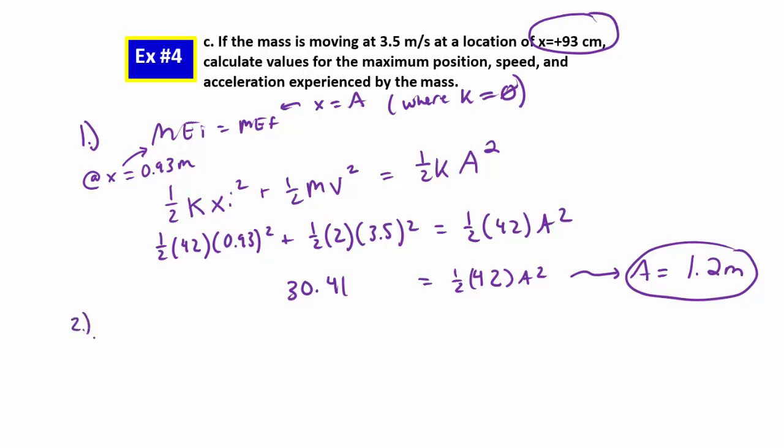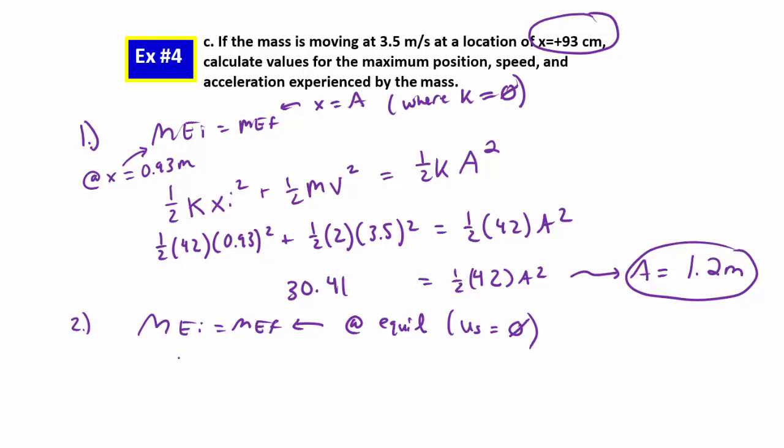The second part of the problem says calculate the max speed. So we're looking for v max. We have to remember when that occurs, and we want that to be at the equilibrium, when it was right in the center, where there was no elastic potential energy, right when the spring was not stretched at all. So I'm going to use mechanical energy conservation ideas again. And our final is when it's at that equilibrium position where there's no spring stretching or compressing, and the elastic potential was 0.